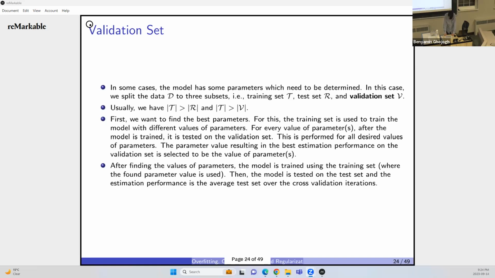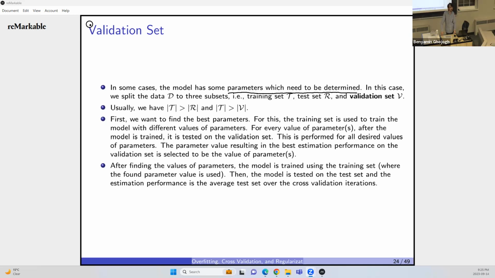Also, validation set. In some cases, the model has some parameters which need to be determined. I'll call these parameters hyperparameters. Usually in machine learning, when we say parameters, we have learnable parameters, which are the optimization variables. We need to tune them. So for example, the weights of a neural network. These are parameters also, which we want to learn. But the parameters that are chosen by the user, such as learning rate and these things, I call them hyperparameters. Okay. So we have some hyperparameters usually, but we want to set them.